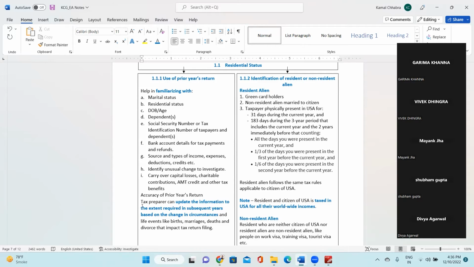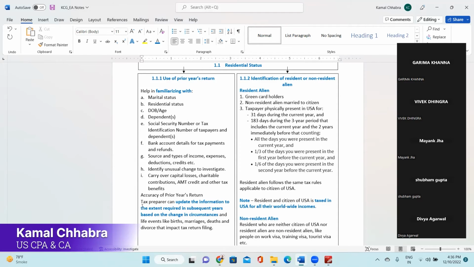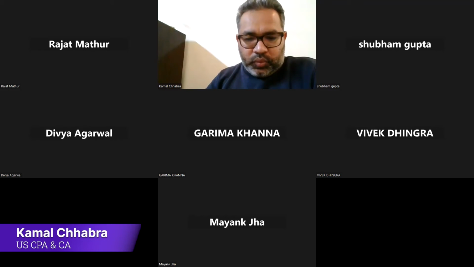So that means you are in the US for less than 183 days. Then you are not considered a resident alien, right? For example, another example, or maybe I can draw it on the whiteboard. Let me quickly present the whiteboard. Can you all see my whiteboard?